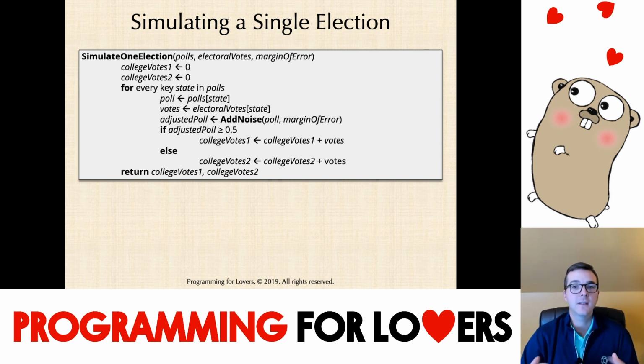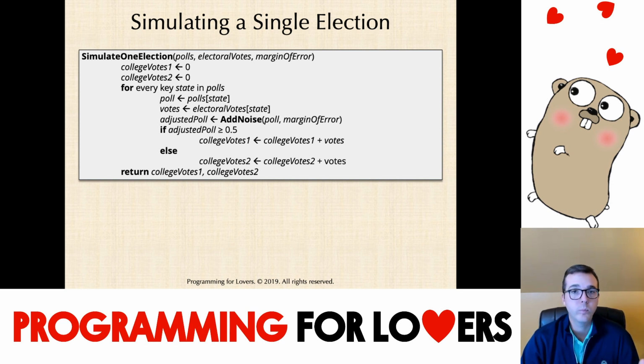I'm going to need to take this Electoral College votes map that maps state names to number of Electoral College votes. And then I'm going to take the margin of error that's present, and I'll assume that's the same in the polls that I have, which is an area of potential improvement. Let's say I set the margin of error in all the polls equal to 5% or so. We can tweak that parameter later.